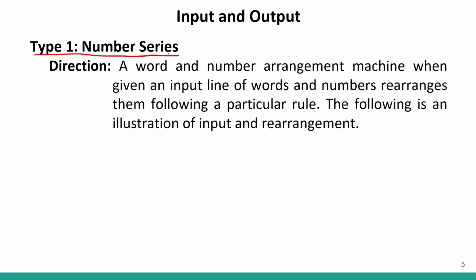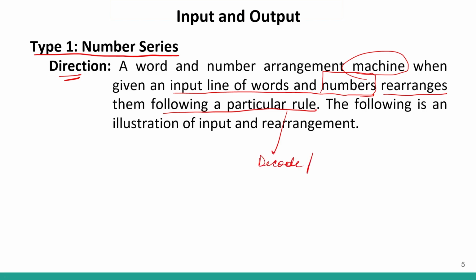Type 1, let us discuss number series. These kind of directions will be given in your question. The direction says a word and number arrangement machine, when given an input line of words and numbers, rearranges them following a particular rule. Now we are talking about only numbers. We give a machine certain numbers, and that machine rearranges them following a particular rule. That rule we have to decode. We have to identify that rule, correct?